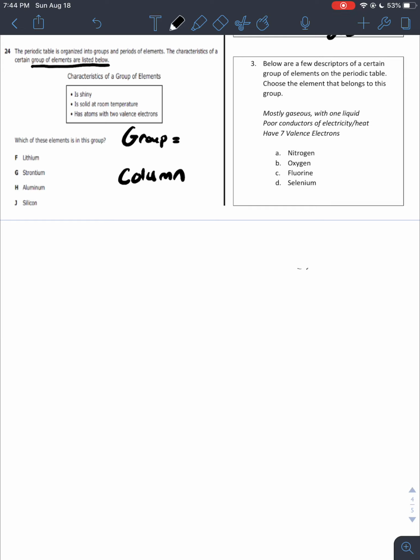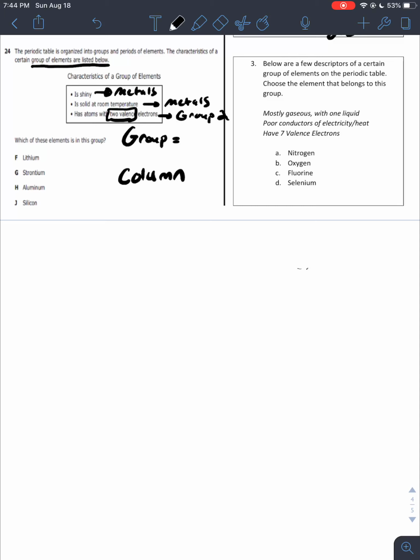I'm going to annotate this question. Characteristics of a group of elements. Shiny. These are metals. Is solid at room temperature. These are metals, right? Nonmetals are usually gases. Finally, has atoms with 2 valence electrons. This is the trickiest jump, but my brain tells me group 2. That's what my brain says. So I'm looking for metals in group 2.